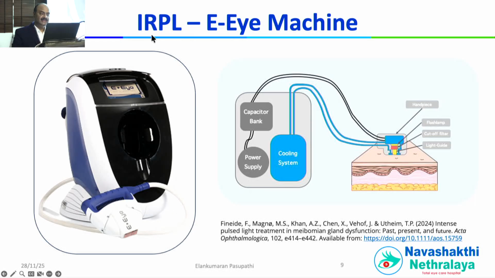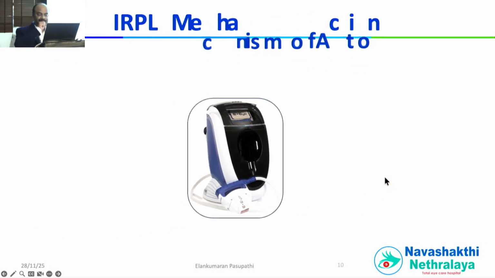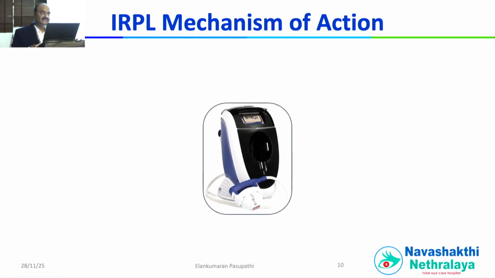This is an IRPL machine. Any machine that delivers IPL is intense pulse light; IRPL is intense regulated pulse light. Anything that gives this light has a power supply, a capacitor, and a cooling system. One of the advantages of this IRPL is a patented cooling system, cools faster, safer for the patient, and then there is a handpiece, just like our Phaco handpiece, which delivers the light pulses.